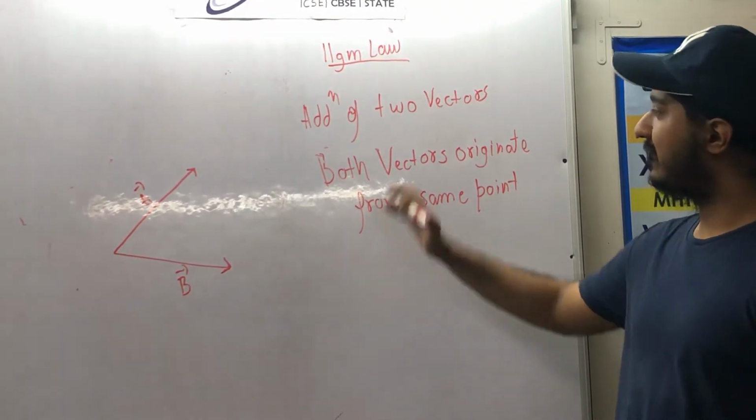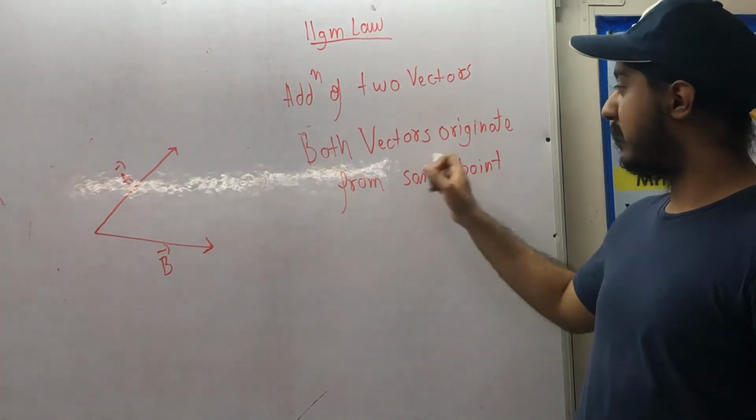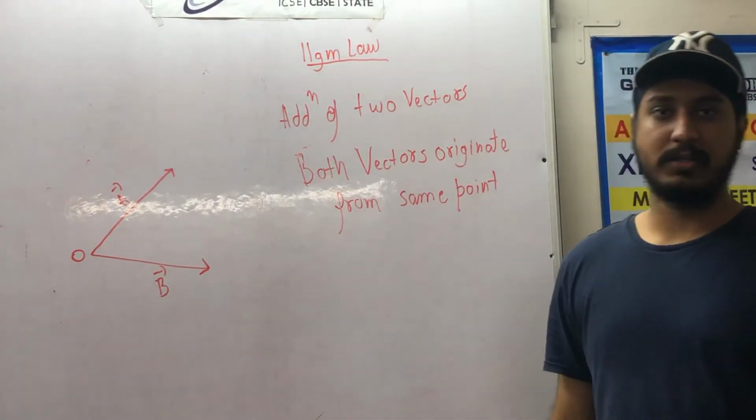First of all, it is used to add two vectors. So this is vector A, this is vector B. They should originate from the same point. What does it mean? Both are starting from the same point O.